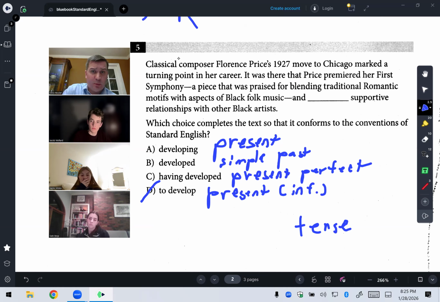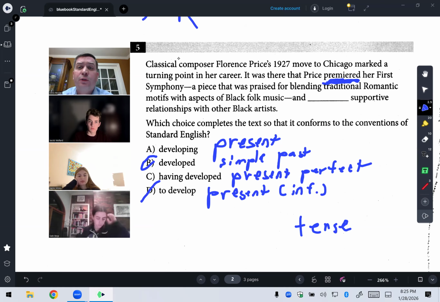I'm going to try the simple past tense. Let's consider "be." And look, the simple past tense is already in our sentence. I know it has to be "be." I'm going to read "be." It was there that Price premiered her first symphony, a piece that was praised for blending traditional romantic motifs with aspects of black folk music and developed supportive relationships with other black artists. So you can think of that as parallelism: premiered, developed, but it's all just simple past.